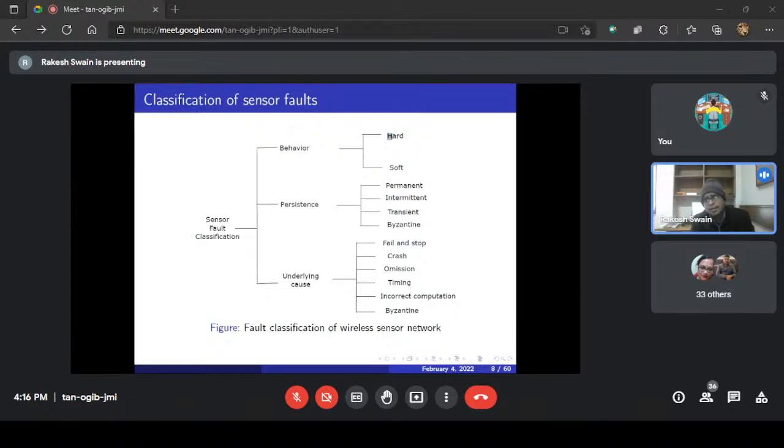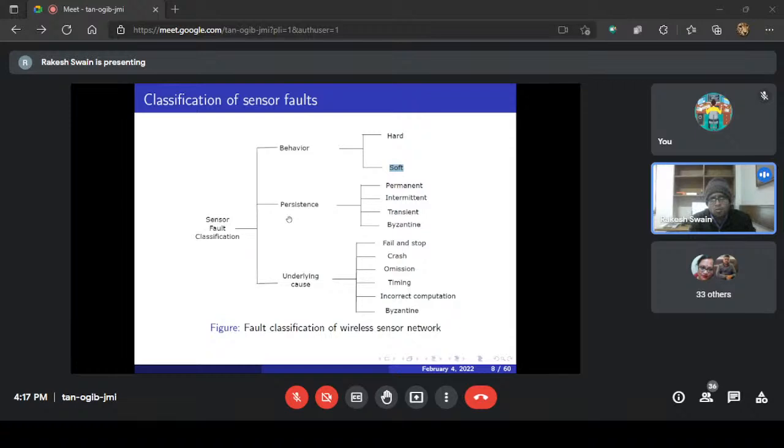So what is the hard fault? The hard fault is a sensor node which does not respond to its environment. Whenever you have to send the data, it will not respond to the environment. That is nothing but your hard fault. Then, as per the behavior, there is the soft fault. What is the soft fault? The soft fault is one where it will respond to the network, but each time it gives an erroneous response. Whatever the response is, each time it will be erroneous. That is nothing but your soft fault.